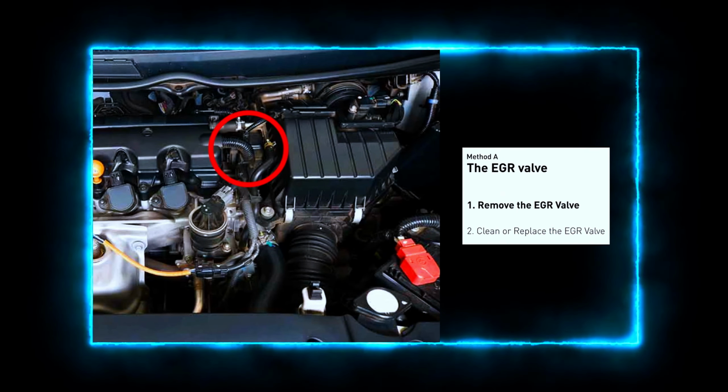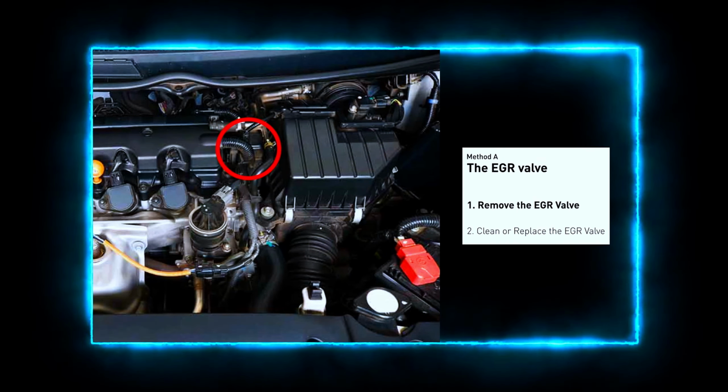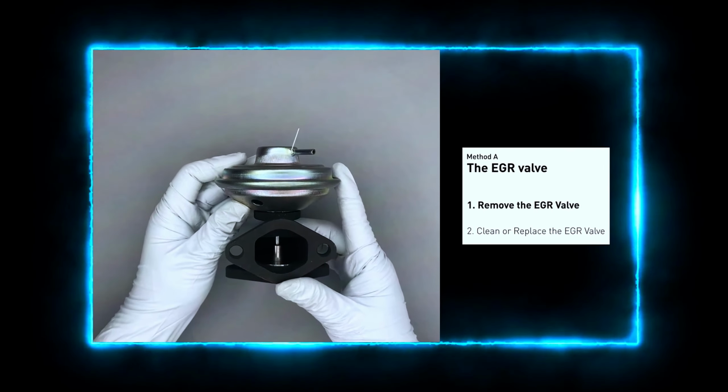Looking at the engine from the front, the EGR valve is located towards the rear of the engine, just to the right side of the center.